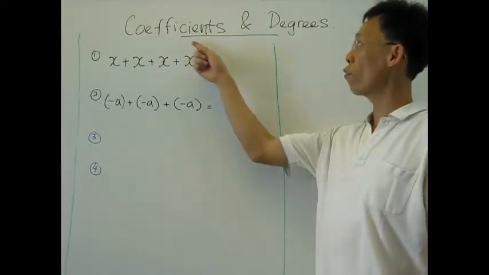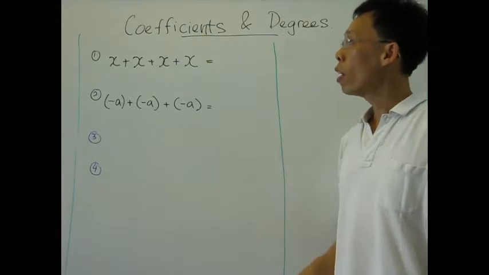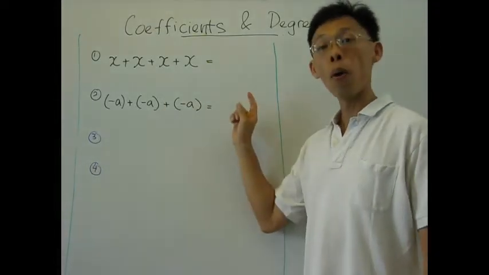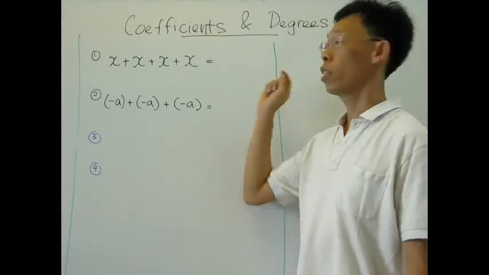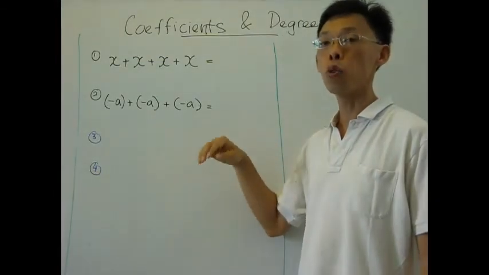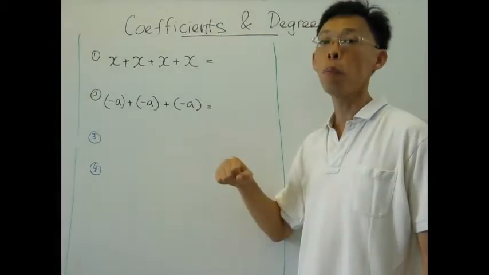Today we'll talk about coefficients and degree. Our aim here is to define what a coefficient is, then to define what degree is, and then understand how to distinguish coefficient from degree.